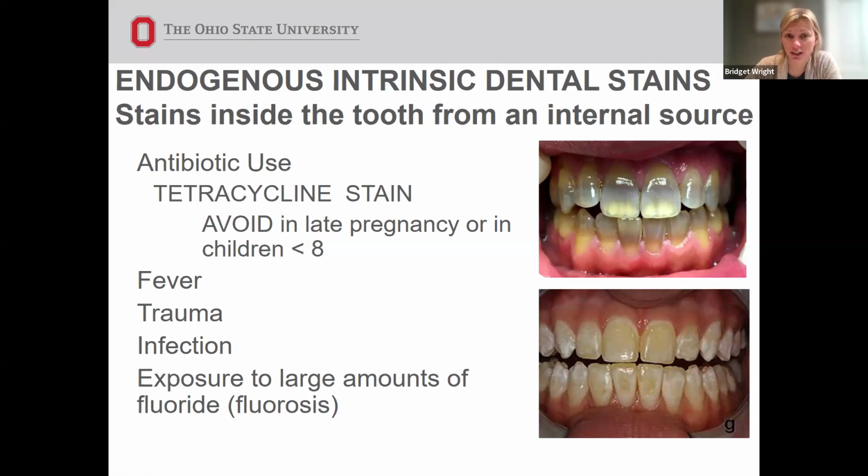We can also have these endogenous intrinsic stainings caused by a high fever when the child was young during tooth development, or some type of trauma, like on a primary tooth that then butted up into the developing permanent tooth. Or maybe a primary tooth got an infection, and right at the apex where that infection was, it caused a permanent tooth to get some type of staining. Or, of course, large amounts of fluoride could cause fluorosis. That's the picture down here at the bottom. You can see it looks a little bit white, a little bit pitted.